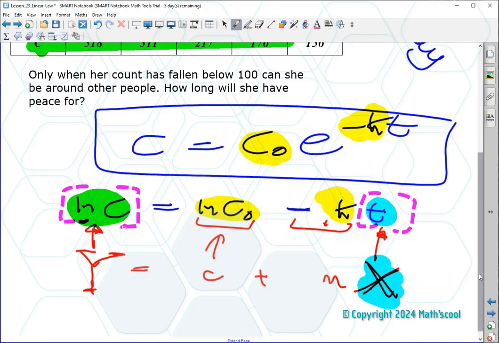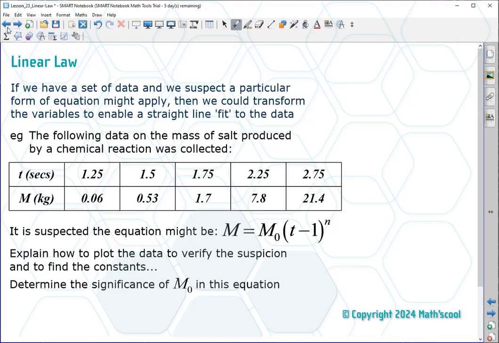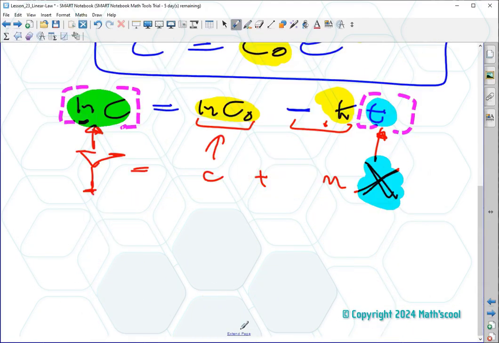Okay, so what I've realized is the correct way to do this is to log these values. Learn C, learn that, learn that, learn that, and learn that. And that should linearize the data. Okay, well, I haven't done it. Let's do it on the calculator.